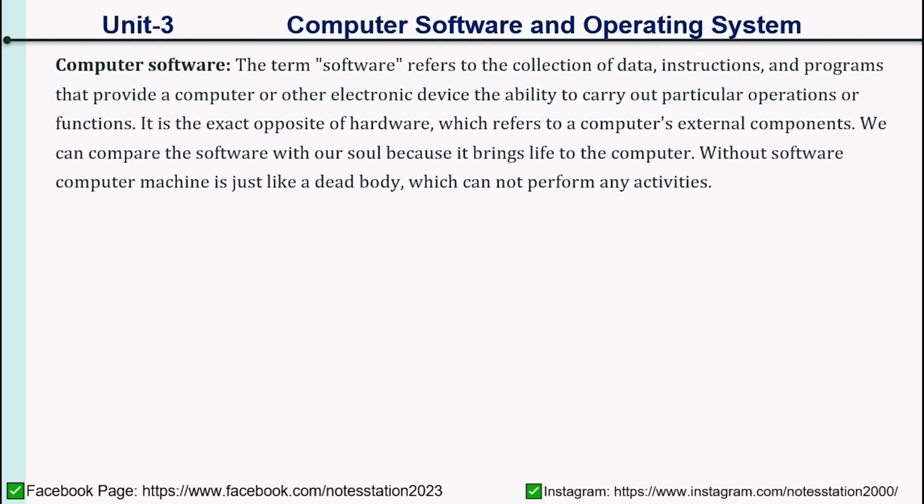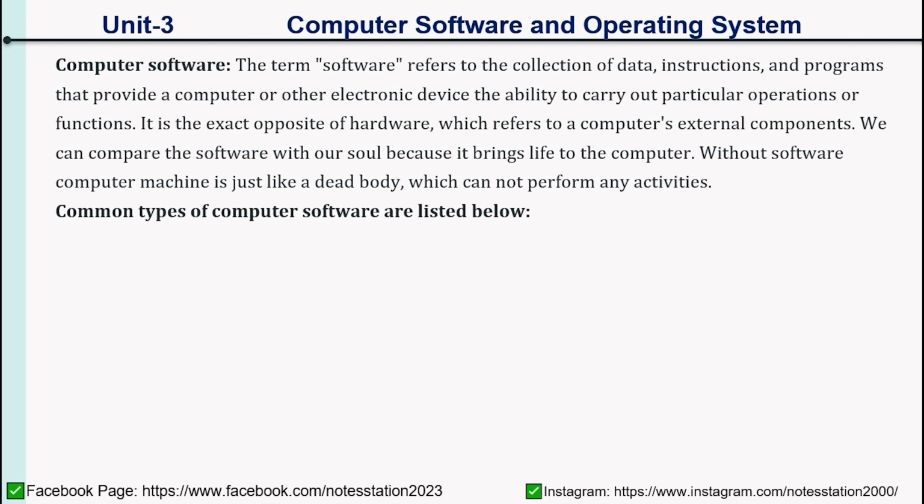Computer software. The term software refers to the collection of data, instructions, and programs that provide a computer or other electronic device the ability to carry out particular operations or functions. It is the exact opposite of hardware, which refers to a computer's external components. We can compare the software with our soul because it brings life to the computer. Without software, a computer machine is just like a dead body, which cannot perform any activities.